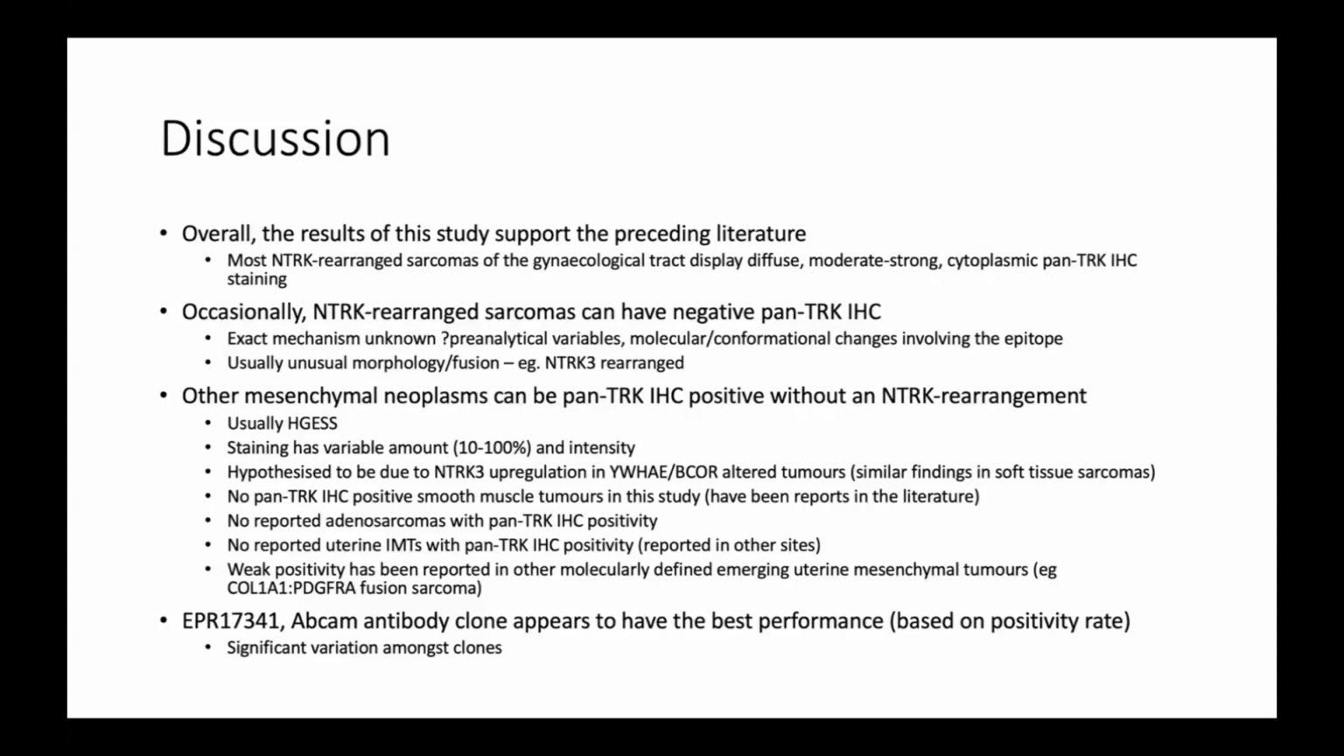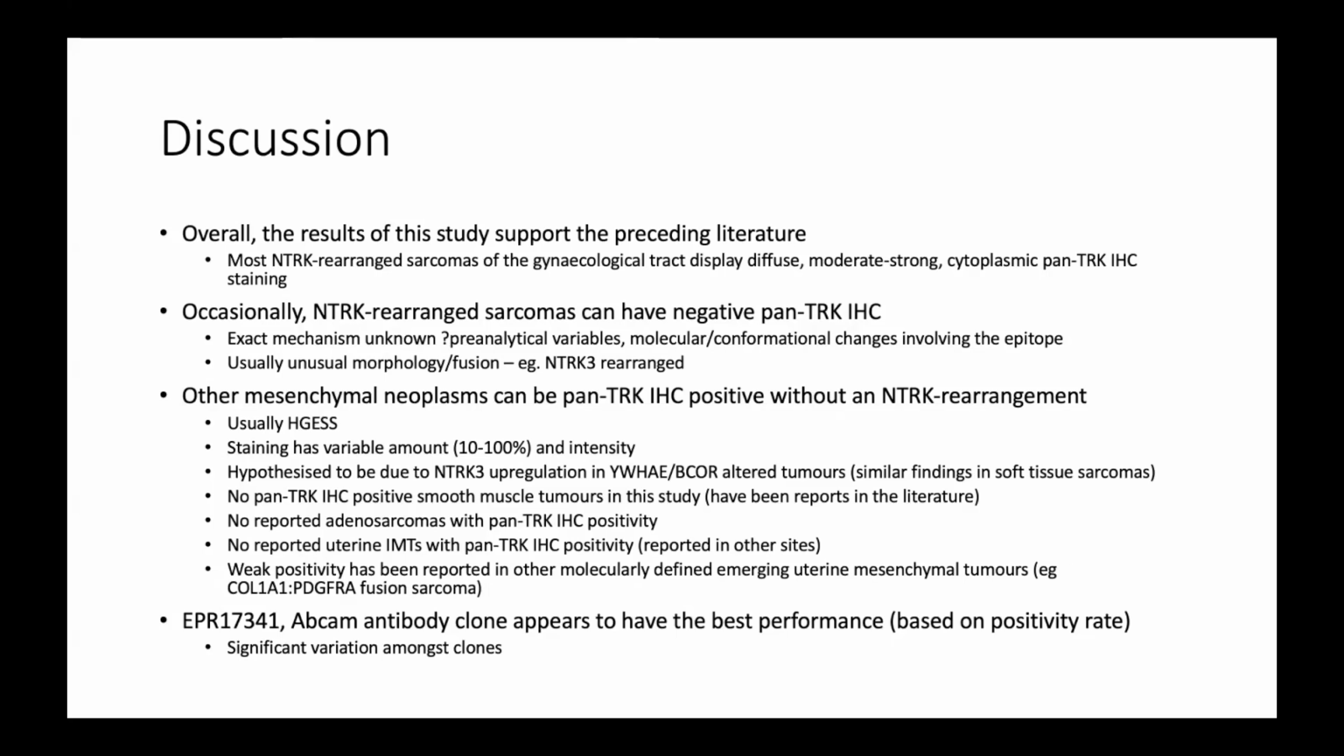In this study and elsewhere, there's been no reported uterine IMTs with pan-Trk IHC positivity, but there have been IMTs in other sites with IHC positivity. And some of the other new molecularly defined uterine mesenchymal tumors can show weak positivity. The clone that they used, EPR17341, appears to have the best performance based on positivity rate. So it'll generally pick up the most number of cases, but it can have some false positives as well.